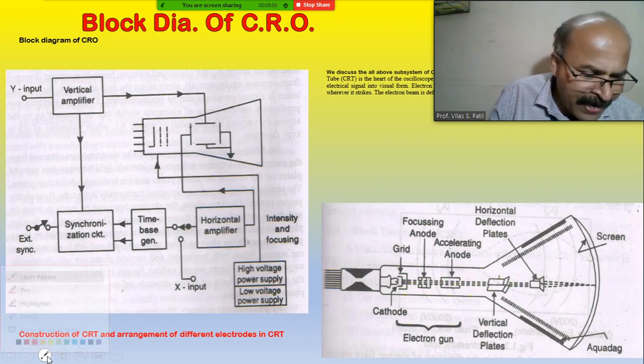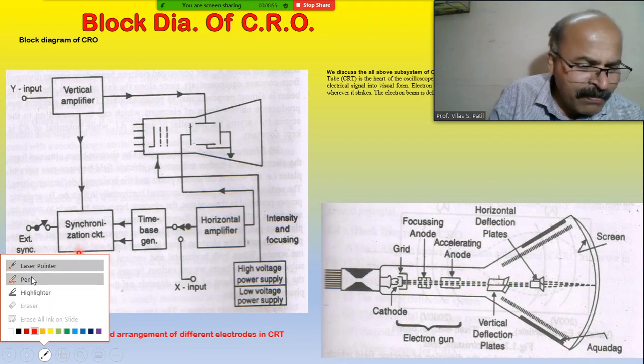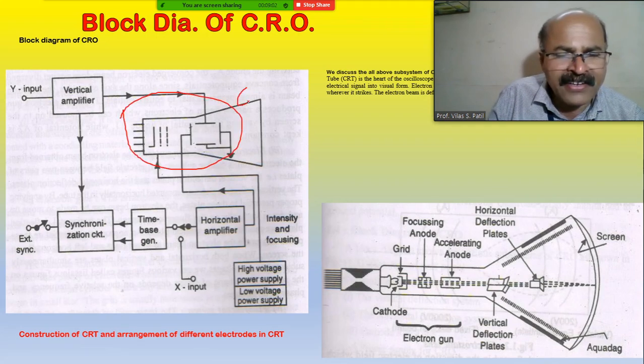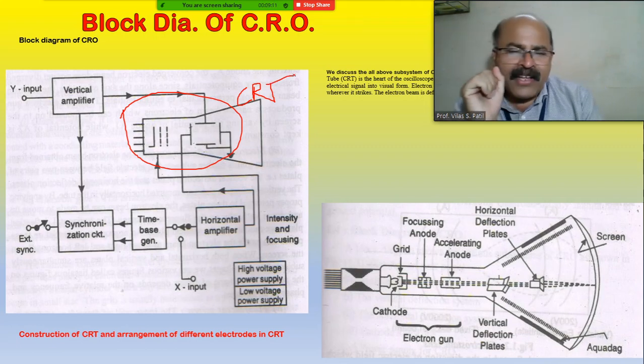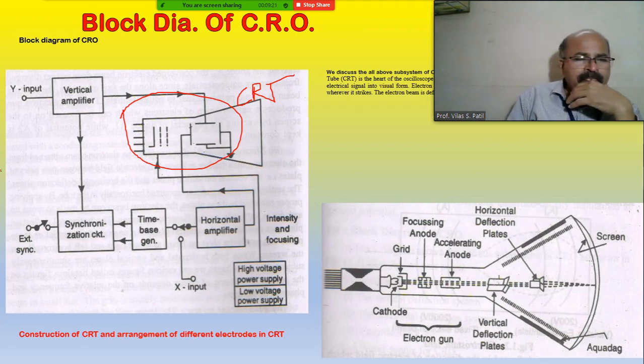Just let me take the pen for writing. Friends, this is the pen for writing, and this is one block, that is the CRT. We know that the CRT is the heart of the CRO. The heart of the CRO is the CRT. The very first and very essential block of the CRO is the CRT. Then the second is the vertical. Yes, in the CRT, see here.